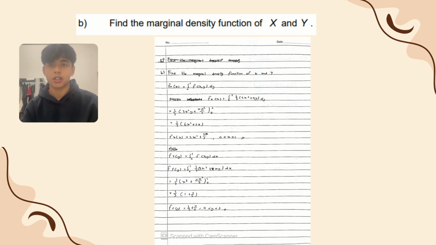After that, we need to find the marginal density function of y. We do the same thing. We integrate with respect to x over its range, which is x between 0 and 1. We substitute the joint PDF, integrate with respect to x, and then multiply by 1 over 3 again. So after that, we will get both marginal density functions for x and y.